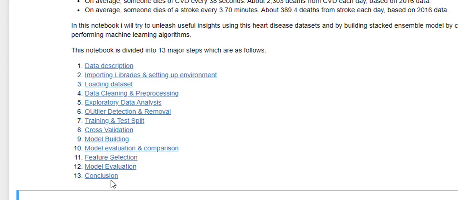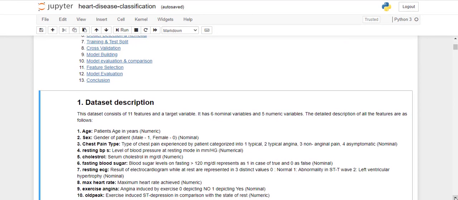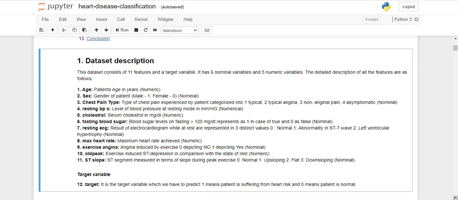So let's start and see. So this is the data description. Already I have told you. Next, we'll move towards importing libraries.